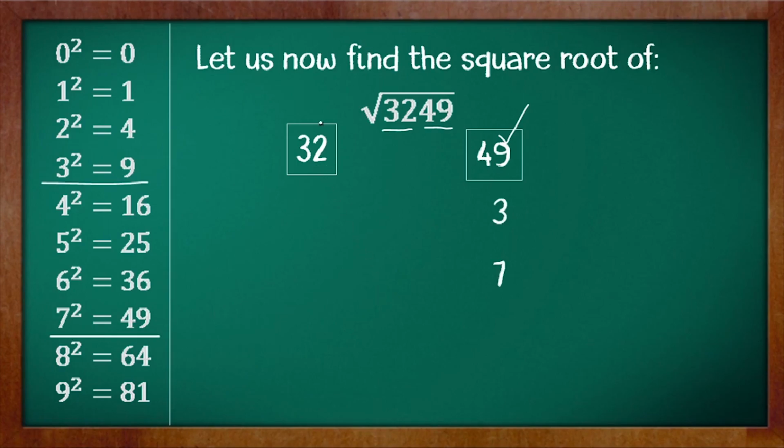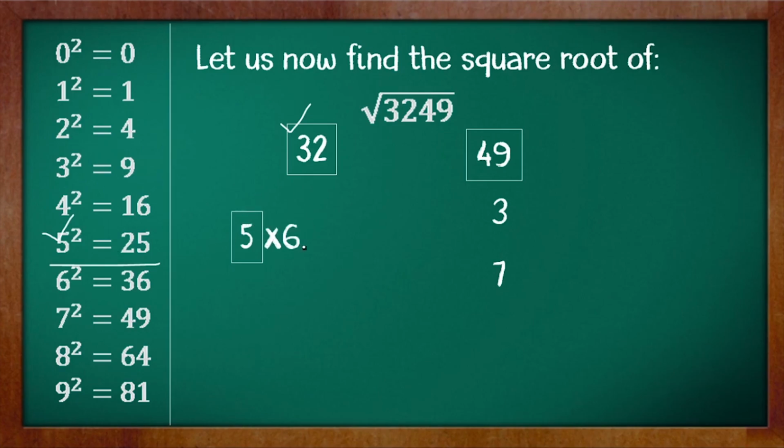Now we'll see the perfect square number that is just less than 32. So what is the perfect square number just less than 32? It is 25, which is given by 5. So 5 will be the number at the tens place. We'll multiply 5 with the number that comes after 5, that is 6. So 5 sixes are 30.